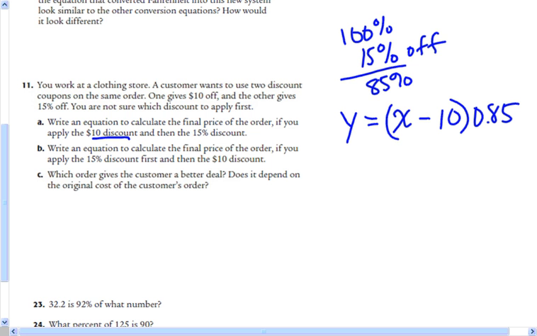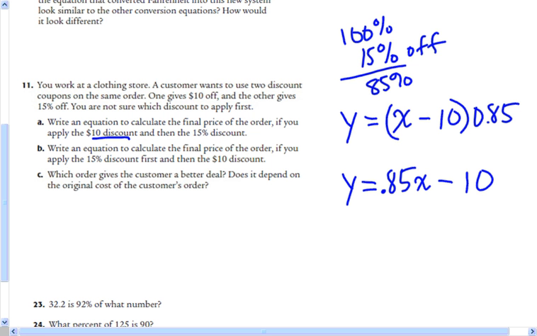All right. Part B says write an equation to calculate the final price of the order if you apply the 15% discount first and then the $10 discount. So now our X is what we pay for. If we take 15% off of that, that means we're going to have to pay 85% of the price. And then we're going to take $10 off of that, which is just subtracting 10. And then C says, which order gives the customer a better deal? Does it depend on the original cost of the customer's order?